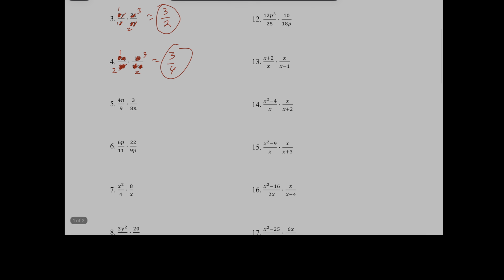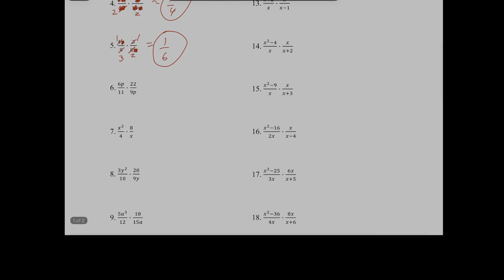Look at number 5. Okay, my n's can cross out. I have a 4 and an 8. That can become a 1 and a 2. I have a 3 and a 9. That can become a 1 and a 3. My answer is 1 over 6. Number 6, my p's can cancel out. 11 and 22, that's just a 1 and a 2. 6 and a 9, 3 will go into 6 twice. 3 will go into 9 3 times. My answer, now that I multiply across, is 4 over 3, or 1 and a third.